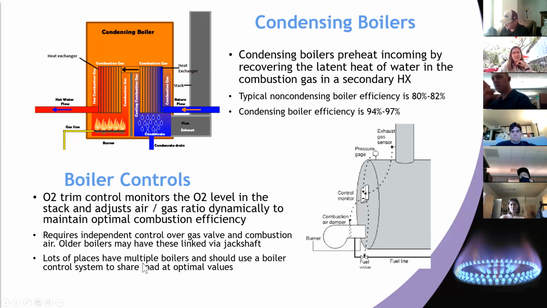Now, in order to make that work, you have to have independent control over your air and your fuel so that you can get the ideal ratio between those. So a lot of older boilers will have those kind of linked with a jack shaft, so they don't have independent control. But retrofitting those or getting a new boiler that does have those should be a priority. And one way this can be done is with a VFD on the combustion air damper. So that's an opportunity for electric savings as well.